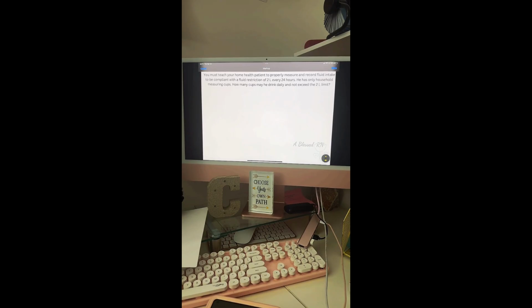All right, so you must teach your patient to properly measure and record fluid intake to be compliant with fluid restriction of 2 liters every 24 hours. He has only household measuring cups. How many cups may he drink daily and not exceed the 2-liter limit?